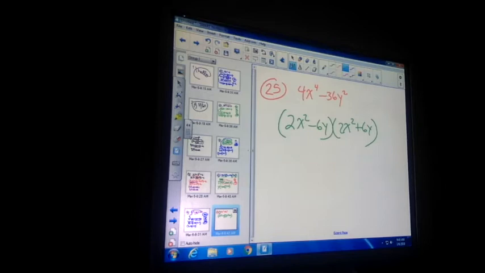That's the best way to do it. There's really no other way to do it. Just recognize you have two terms. The two terms are separated by a subtraction sign. Both terms have to be perfect squares, so it's the difference of two squares.